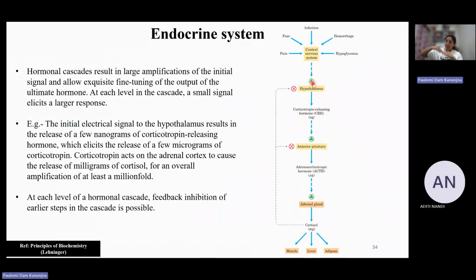Because every step is a cascade, like I said, there's a rate limiting step that can be regulated in hormones. Because every step in the pathway is enhancing the signal, all these steps in the pathway are up for regulation. They can all do feedback inhibition, and they can all control the levels of hormones, right?